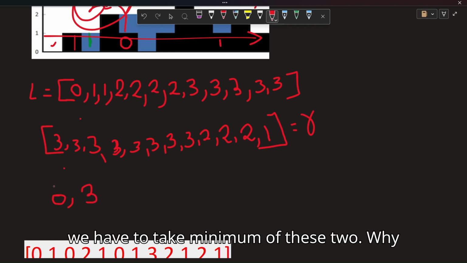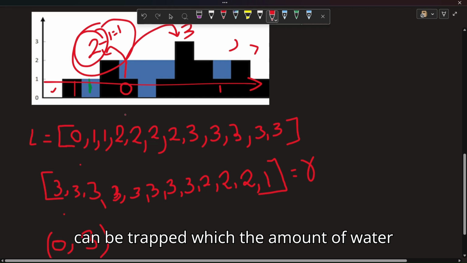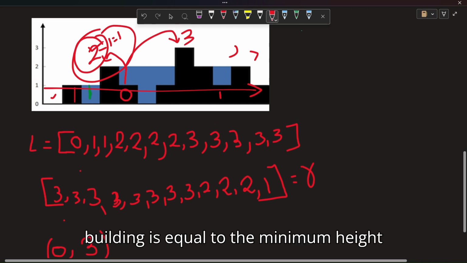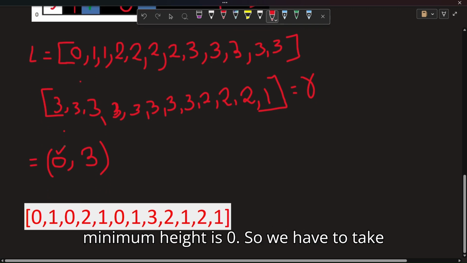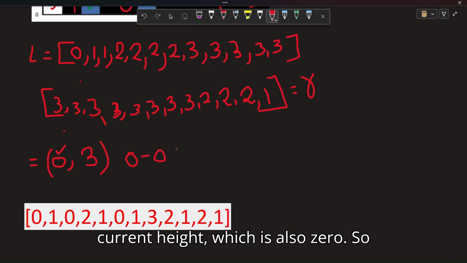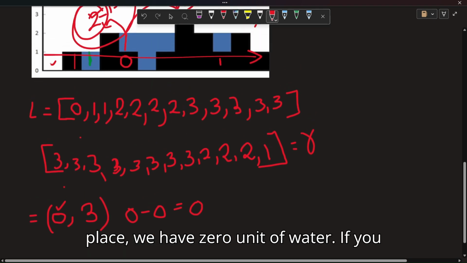So we have to take the minimum of these two. Why the minimum of these two? Because the amount of water which will get trapped between two buildings is equal to the minimum height of the building. So we have to take the minimum height. Now the minimum height is 0, so we take 0 and subtract the current height, which is also 0. So the answer is 0 here. So on the first place we have 0 unit of water.